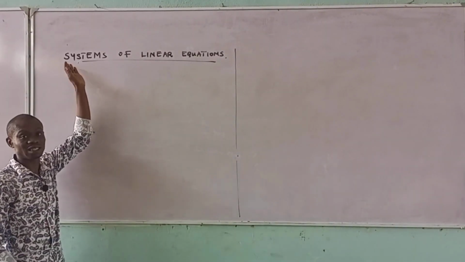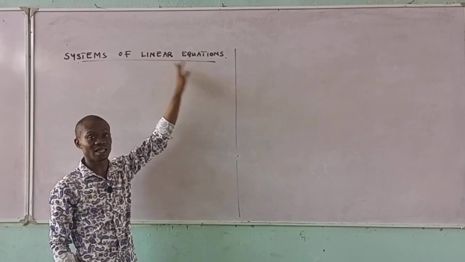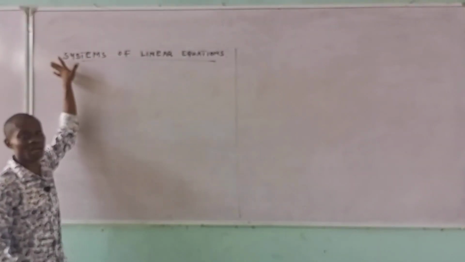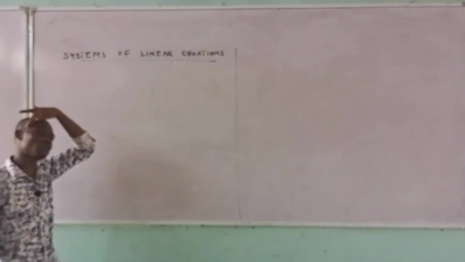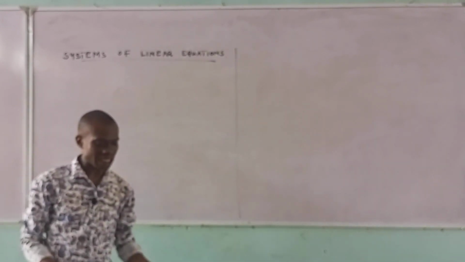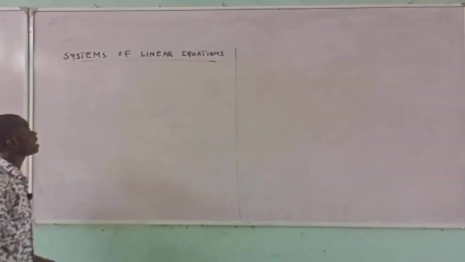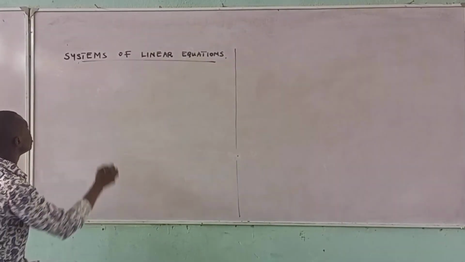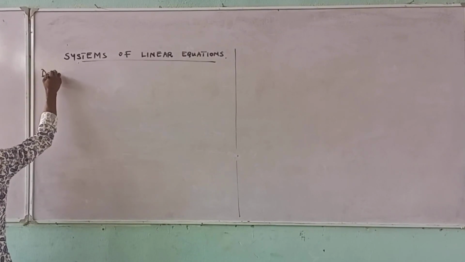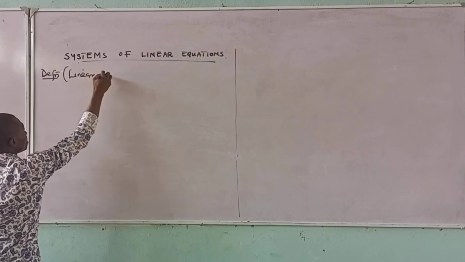Firstly, you can see that this is just a combination of two concepts. First is linear equations, and then you now have a system of it. So first of all, we are going to begin from what a linear equation is. So what then is a linear equation? By definition, we are going to begin with the definition of a linear equation.